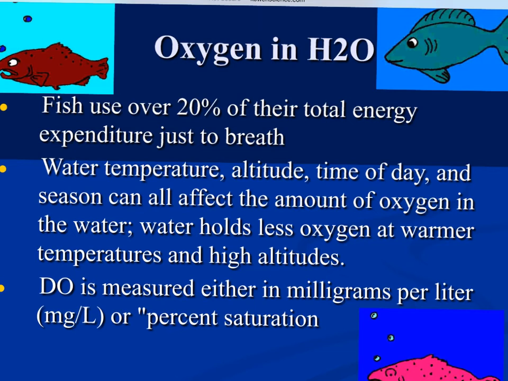And when we talk about the amount of oxygen that's in the water, we call that DO, or dissolved oxygen. And that's telling us how many milligrams per liter we have, or what percent saturation is the water, how much oxygen is present.